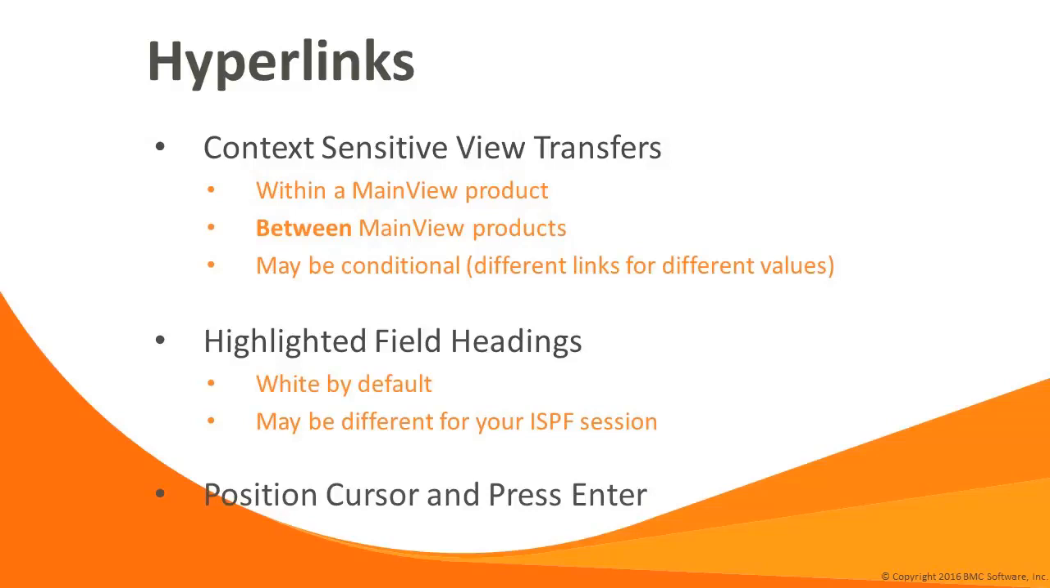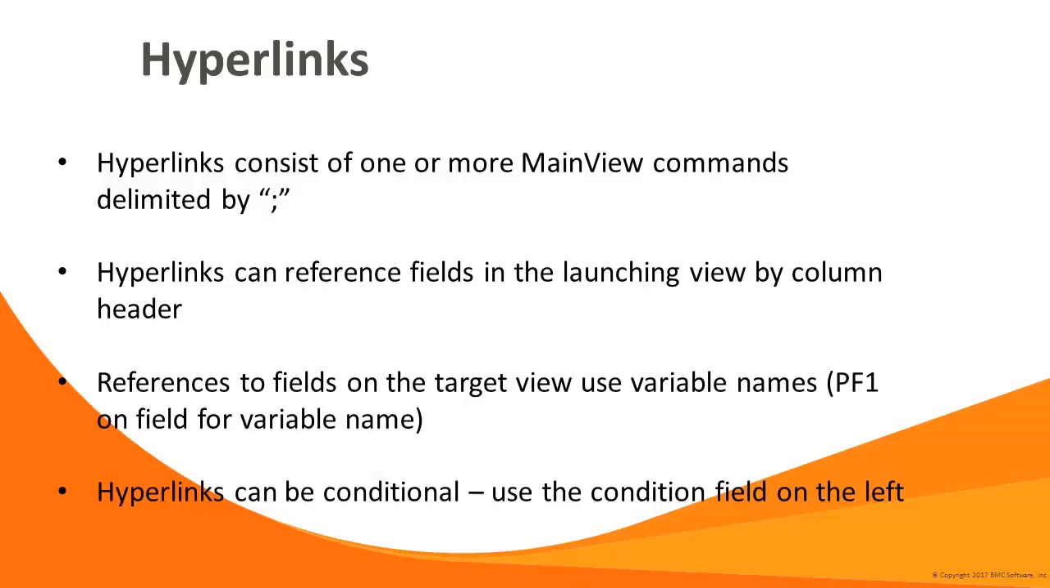Fields with hyperlinks have highlighted field headings, white by default in the 3270, teal in the Explorer. Hyperlinks can be added to columns, or existing hyperlinks can be modified. This is accomplished via the View Customization dialog. Hyperlinks consist of one or more MainView commands separated by semicolons. Hyperlink definitions can reference fields in the source view by column header. The references to fields on the target view use element or variable names. Be aware that hyperlinks may be conditional. In these cases, there may be multiple hyperlinks defined for a field.